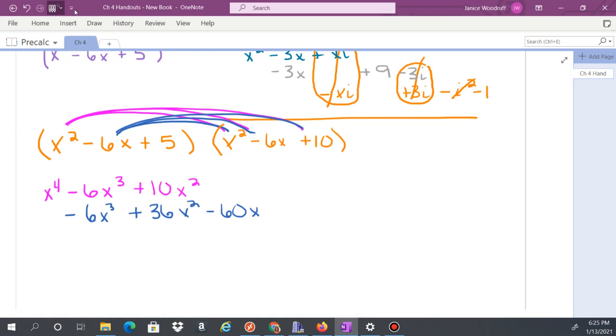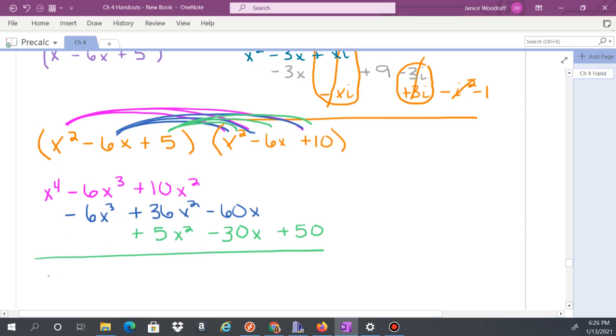Then 5. So 5 times x squared, it's going to be a positive 5x squared. 5 times negative 6x is a negative 30x. 5 times 10, positive 50. And then let's add them all together. So we have x to the 4th. You have negative 6 minus 6, that's negative 12x cubed. See what we've got here. So 10 plus 36 is 46, plus 5 is 51.